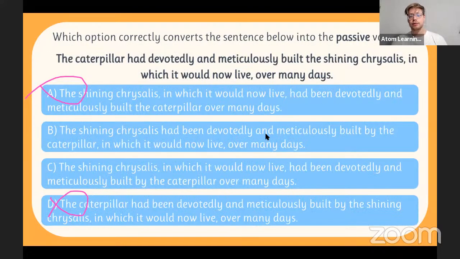So the reason that we've got to go for answer C, so the shiny chrysalis in which it would now live had been devotedly and meticulously built by the caterpillar over many days. So if we look at B, the shining chrysalis had been devotedly and meticulously built by the caterpillar in which it would now live over many days. That syntax doesn't make sense. Had been built by the caterpillar in which it would now live. It sounds like the caterpillar is living inside itself. So by the caterpillar in which it would now live, that parenthetical clause relates to the chrysalis, so it needs to stick together. So B is a red herring. The shining chrysalis in which it would now live had been devotedly and meticulously built by the caterpillar. So in which it would now live refers to the chrysalis because that's what the caterpillar is going to be living in.